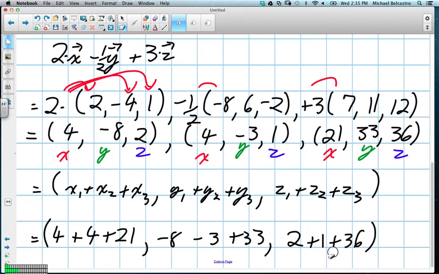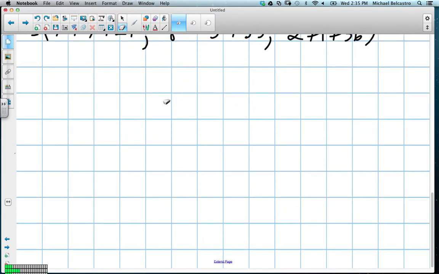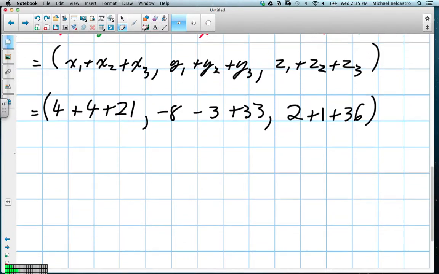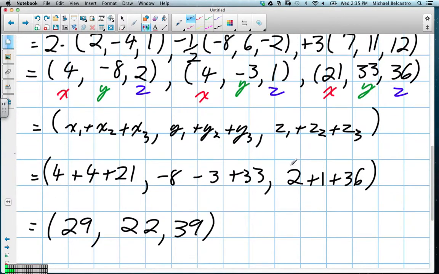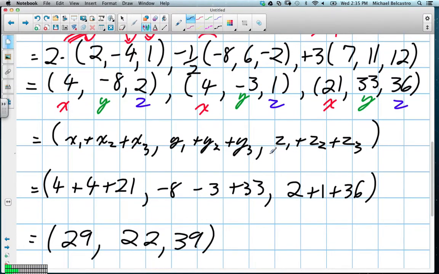Okay. We're going to simplify this, and it'll give us our new equivalent positional vector. This is 29, 22, and 39. Is that right, guys? I think so. Okay, so this would be the new equivalent positional vector, at least the components of it.